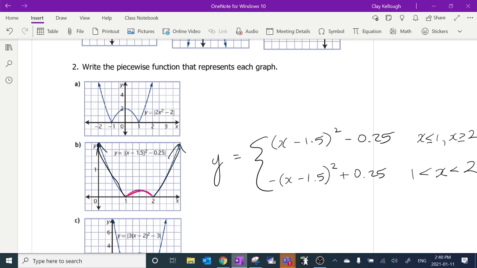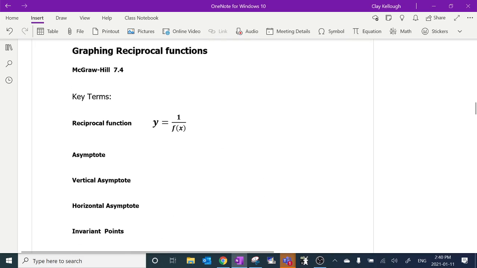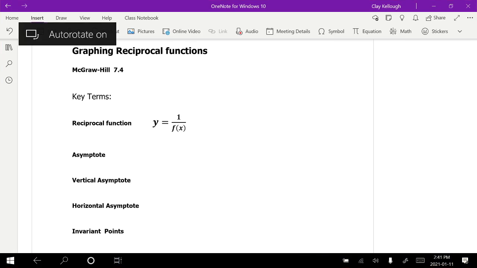Okay, so we are going to go to our 7.4 page. And we're going to start with a little bit of wordiness. We're going to start with some definitions. And let's see, where are my definitions here? Okay, can everybody turn to that page, please?